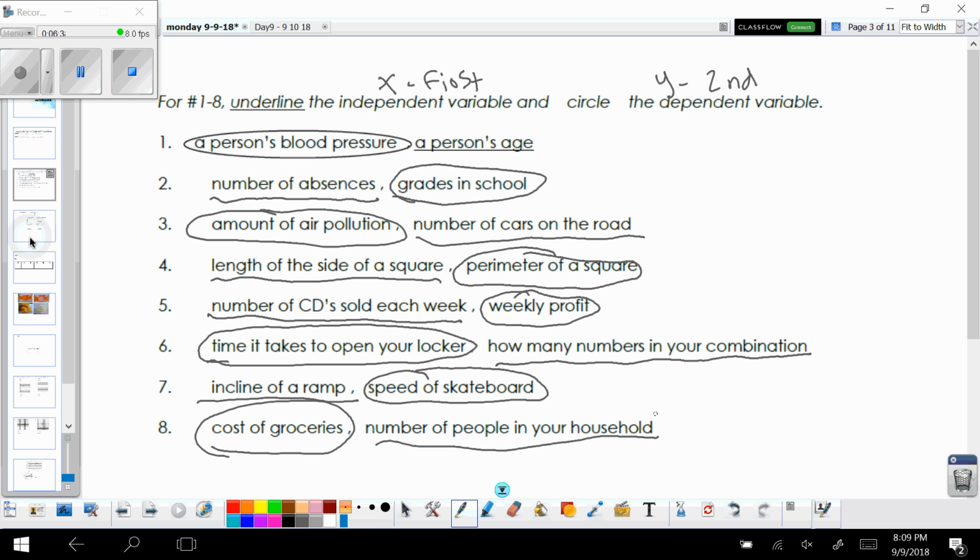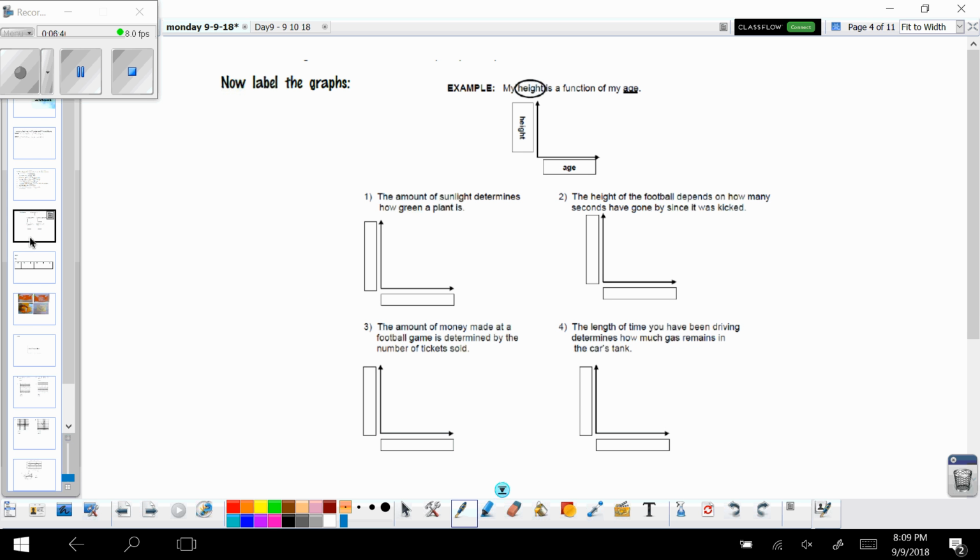Okay, guys, so the second half of this page is just exactly what we did. You're just figuring out again which one is independent, which one is dependent. And now, you're going to put them on the x-axis if it's independent, on the y-axis if it's dependent, because that's how you always set up your tables. Your independent always goes to the x, and your dependent always goes on the y-axis.